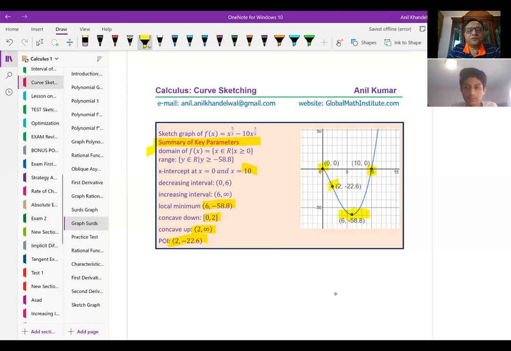Correct. Now, as far as the concave down is concerned, you may write this as not included also. Many books do not include it.